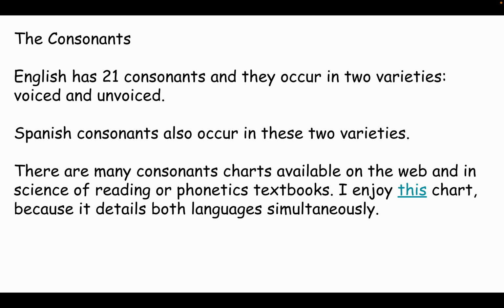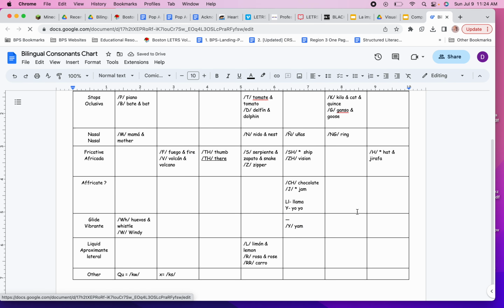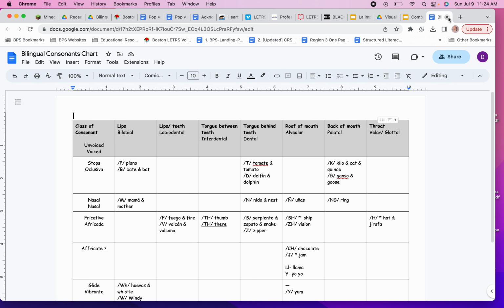Now we're moving on to the consonants. English has 21 consonants and they occur in 2 varieties, voiced and unvoiced. Spanish consonants are also voiced or unvoiced. There are many consonant charts available on the web and in the Science of Reading or phonetics textbooks. I enjoy this chart because it details both languages simultaneously. And again, we will refer to this in another video separately.